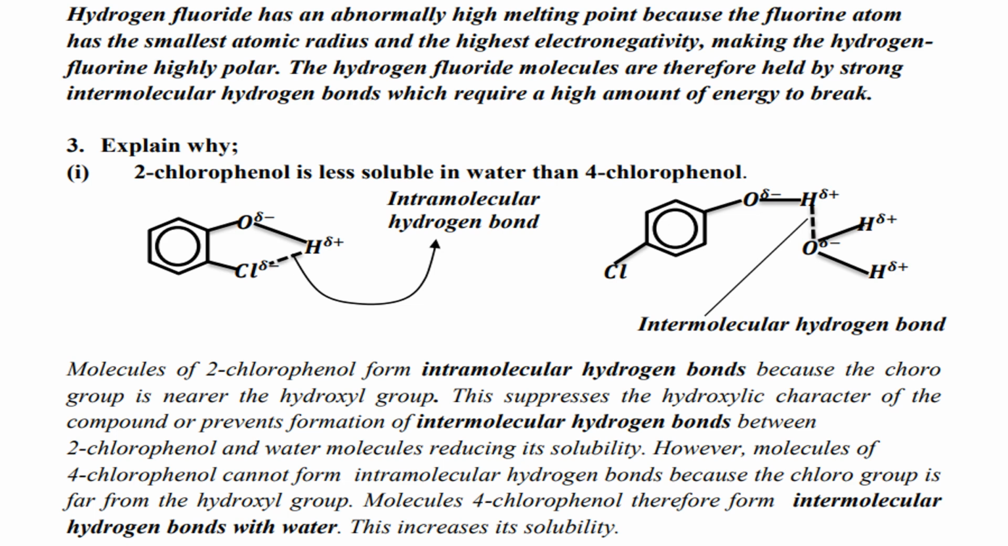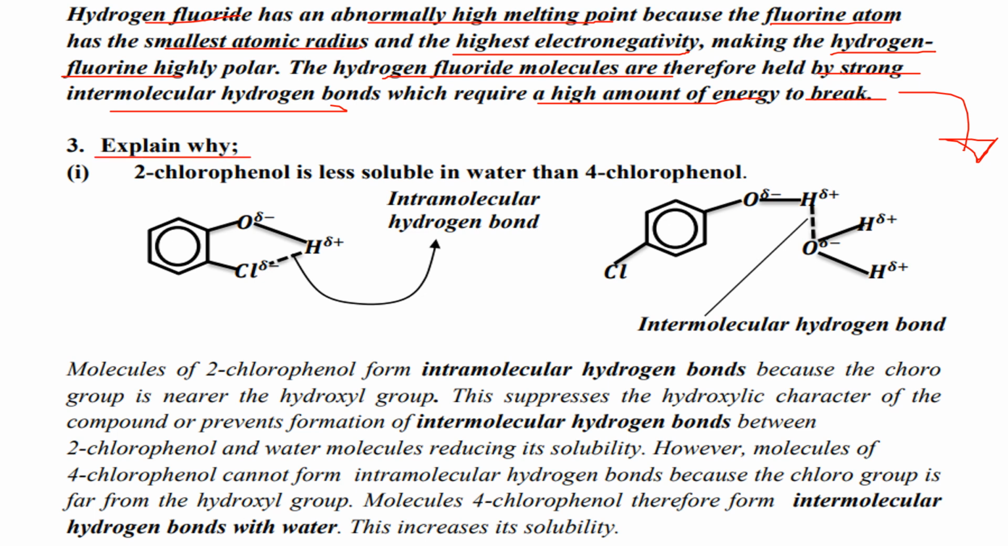Explaining hydrogen fluoride, we say that hydrogen fluoride has an abnormally high boiling point, and the reason is that the fluorine atom has the smallest atomic radius together with the highest electronegativity, making the hydrogen to fluorine bond highly polar, and the more polar it is, the stronger it is. Also, hydrogen fluoride molecules are held by strong intermolecular hydrogen bonds, which require a very high amount of energy to be broken, and therefore hydrogen fluoride has an abnormally high boiling point compared to other hydrides.